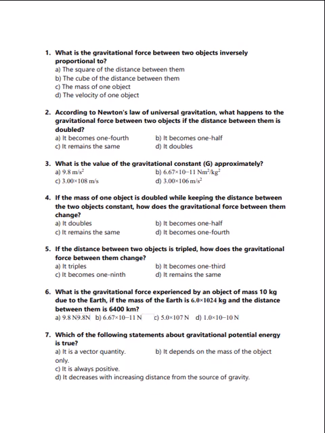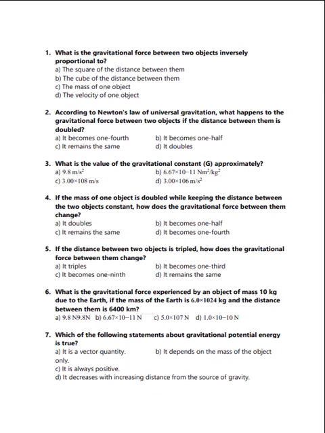According to Newton's law of universal gravitation, what happens to the gravitational force between two objects if the distance between them is doubled? A. It becomes 1/4, B. It becomes 1/2, C. It remains the same, or D. It doubles. So the answer for question number 2 is A. It becomes 1/4.